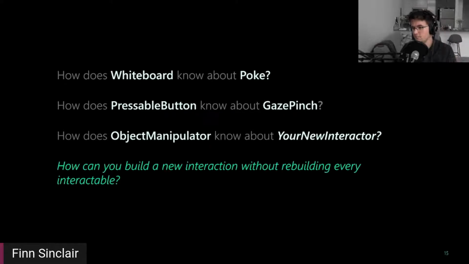And so the core problem here is: how do you build new interactions? We come out with this new gaze pinch interaction, or you come out with your new gizmo interaction. How do you build that new interaction without having to go and rebuild every single interactable that you've built to support it? When we were implementing gaze pinch with MRTK2, we were having to encode some of that gaze pinch logic into the interactable itself, and that wasn't going to work.